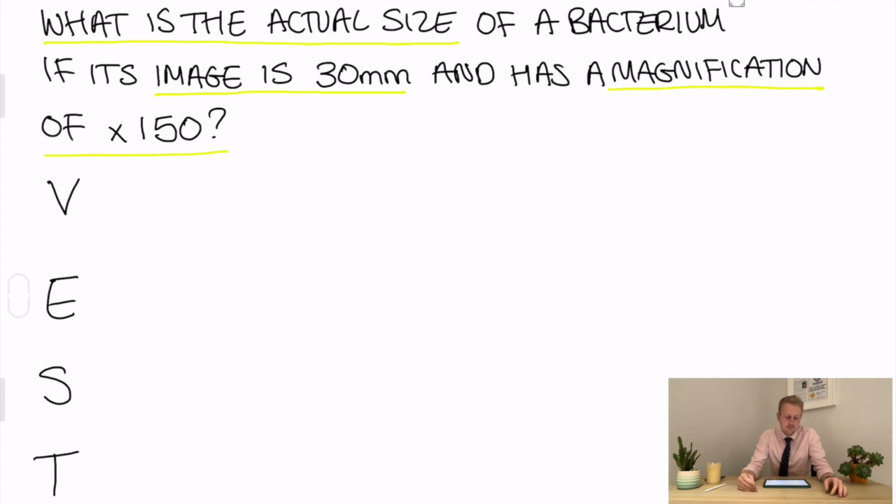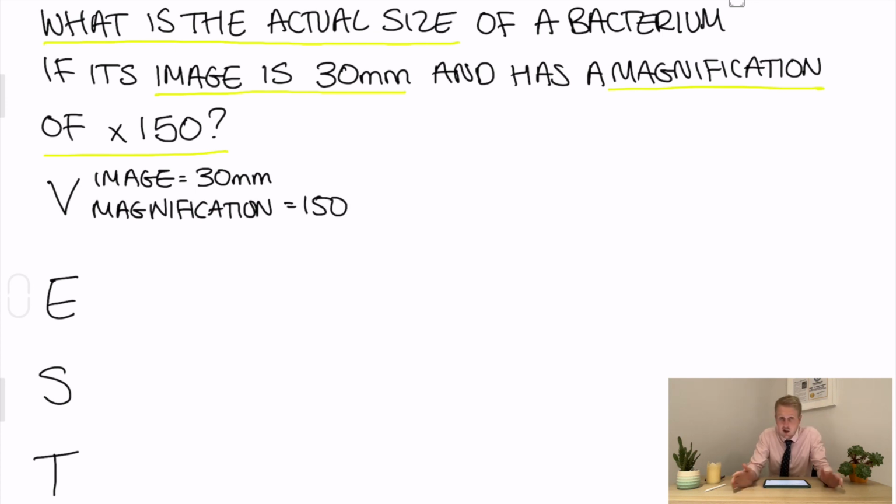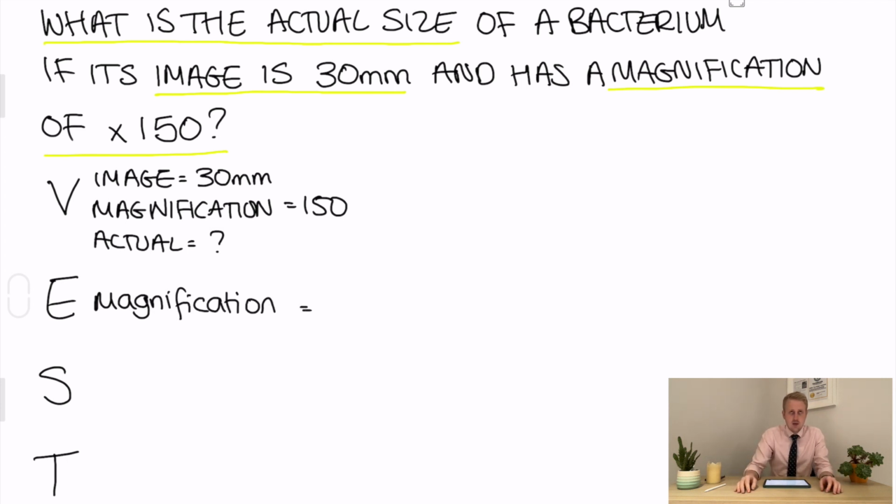That is our unknown. So now for the V, we write image equals 30 millimeters because we've already found it in the question. Then the magnification is 150. So again, we can put that in. No unit, notice. Magnification doesn't have a unit because it's just times. And then actual is our unknown. So again, we leave it as a question mark or the word actual. The equation, the one that I've remembered, is magnification equals image divided by actual. So that's the one that I will write down.